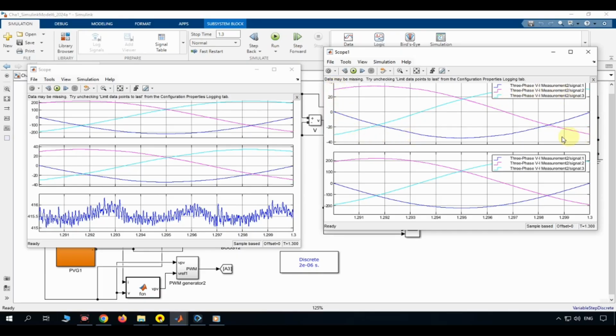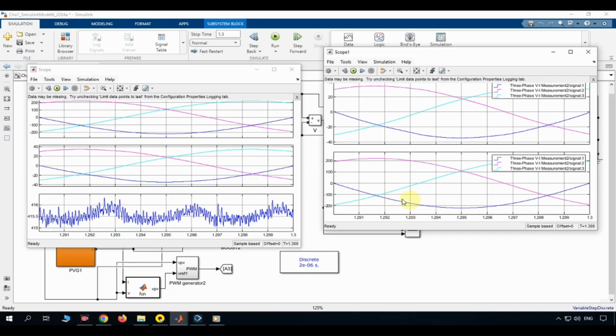The lower graph shows the three-phase grid voltages. As expected, the voltages are balanced sinusoidal waveforms representing the electrical utility. The inverter continuously synchronizes its operation with these grid voltages using the voltage-oriented control strategy. One important observation is that the inverter current follows the grid voltage. This synchronization is essential for grid-connected photovoltaic systems because electrical power can only be transferred efficiently when both voltage and current are synchronized in frequency and phase.